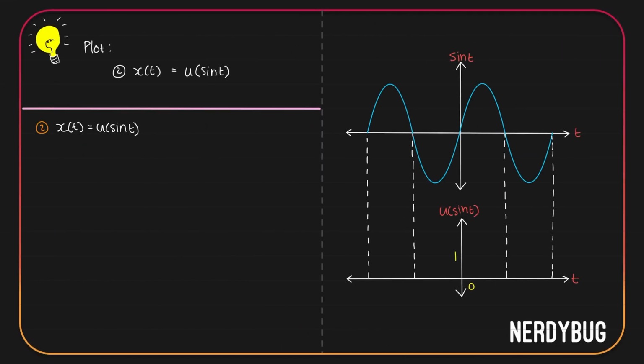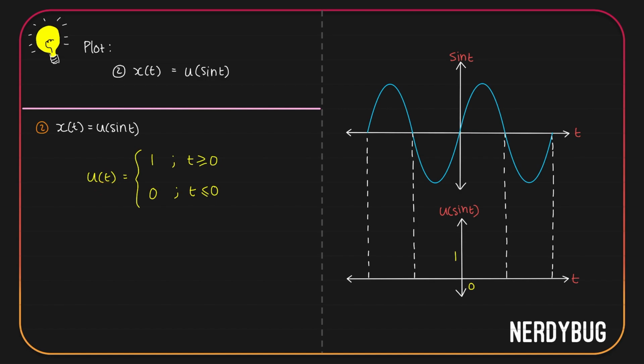Let us solve another question. Here we have to plot x of t, which is u of sine t. To understand how this can be done, let's bring back u of t for a moment. u of t is 1 if t is greater than or equal to 0, and it is 0 if t is less than or equal to 0. In other words, we can say that u of t is 1 if whatever is inside the bracket is greater than or equal to 0, and it is 0 if whatever is inside the bracket is less than or equal to 0.